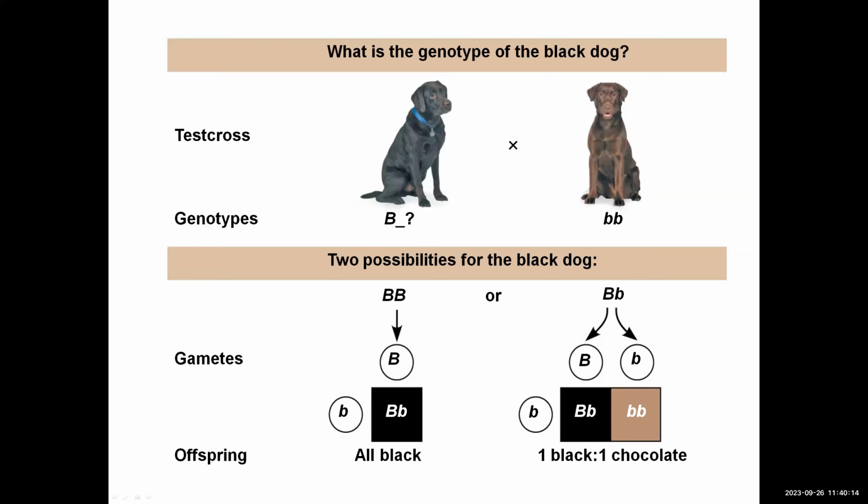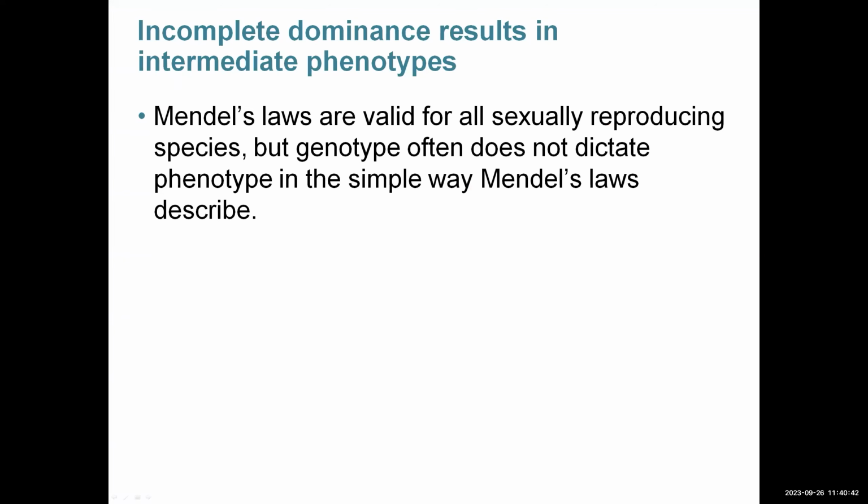So these are Mendel's standard ideas about dominance and recessives, about where alleles come from, what an allele is, and how to understand what a cross would be for a single gene. And most of this is a review. But there's more going on than you might think. Mendel's laws are valid for a lot of things, but they are extremely simple. For most sexually reproducing species, these laws are true. But genotype often does not dictate phenotype in such a simple way.